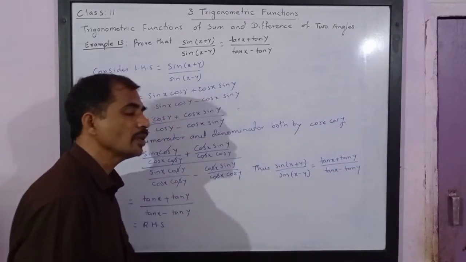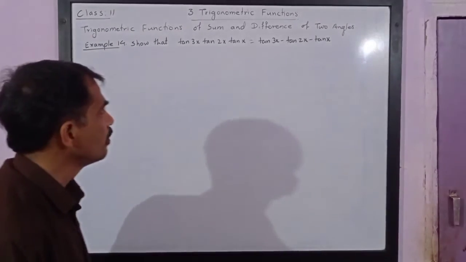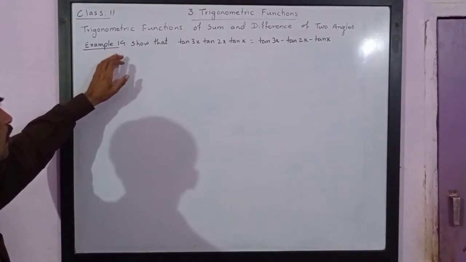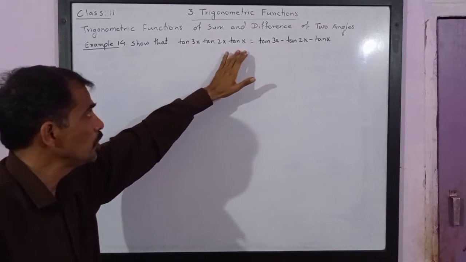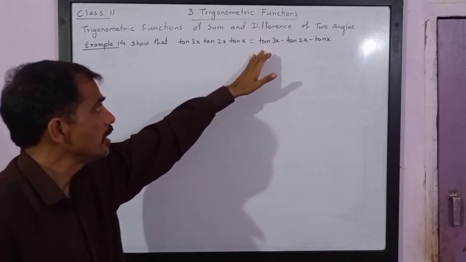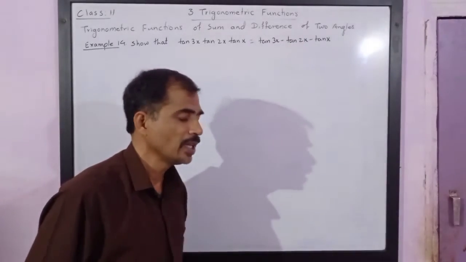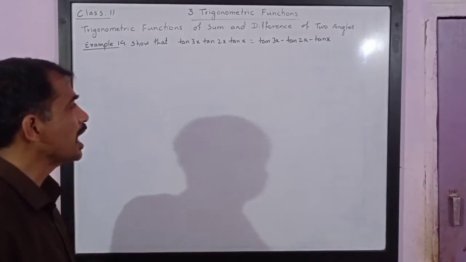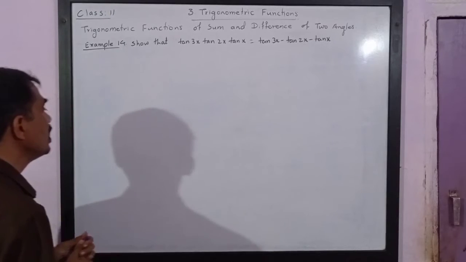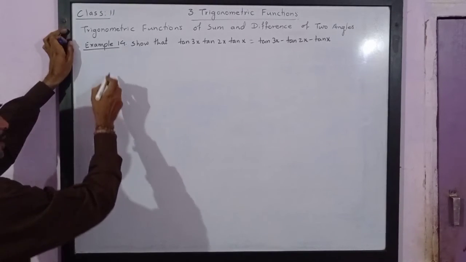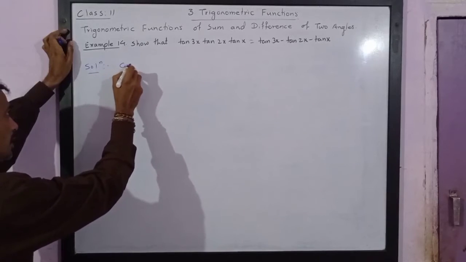Proved. Dear friends, the next example is example number 14. Show that tan 3x into tan 2x into tan x is equal to tan 3x minus tan 2x minus tan x. Now this problem is also special and the solving method is also special for this type of problem. Here now let us consider the solution. Let us consider tan 3x.